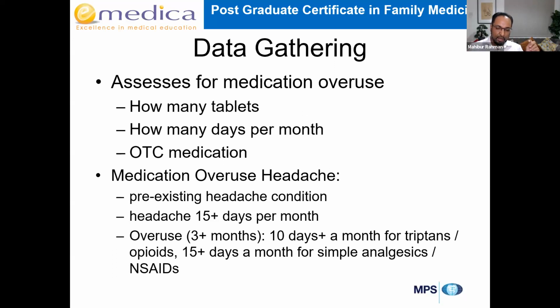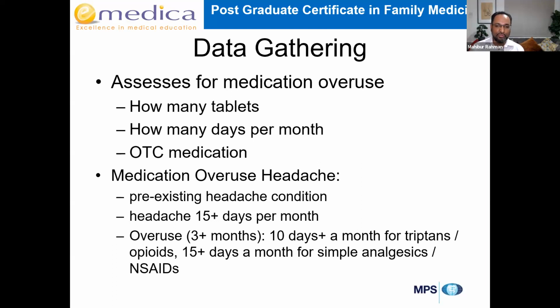So if someone has medication overuse headache, what you're looking for to diagnose that is that they've got a pre-existing headache condition, like migraine, that they're having the headache for at least 15 days in a month. Now, that doesn't mean 15 migraines, because if someone has a migraine that lasts 2 days and they have 8 migraines in a month, i.e. 2 a week, each time it lasts 2 days, can you see that's going to be 16 days a month they've got headache? So you need to get into the detail.